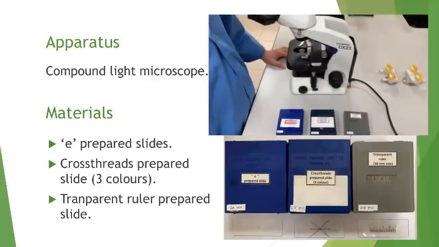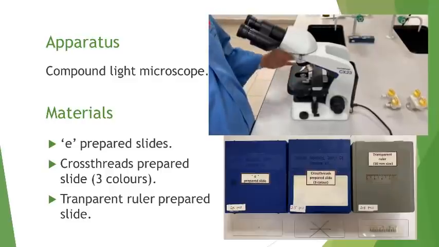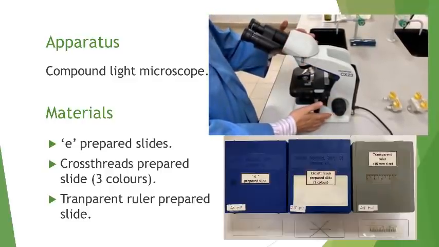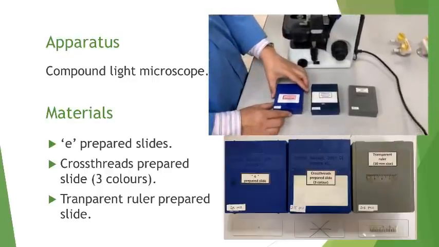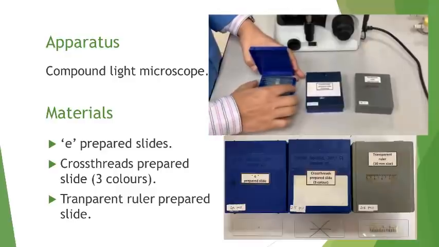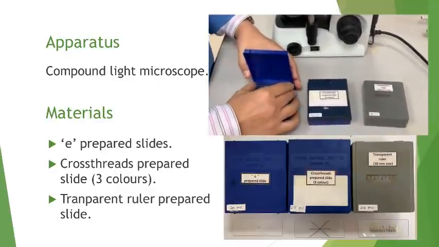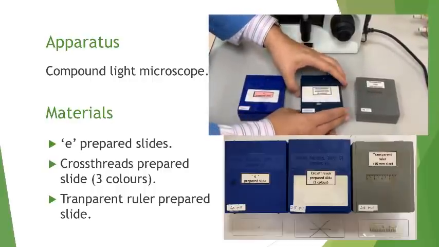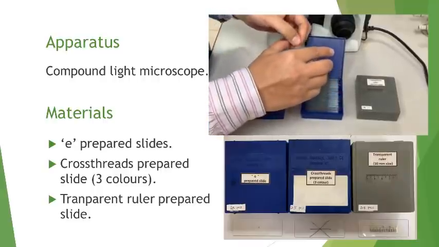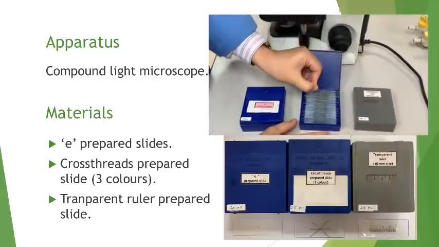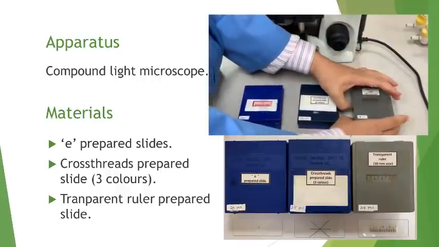The apparatus and materials that we are going to use today are first the compound light microscope, and then the E-prepared slides. This is the E-prepared slide. The cross-track prepared slides, and the transparent ruler.